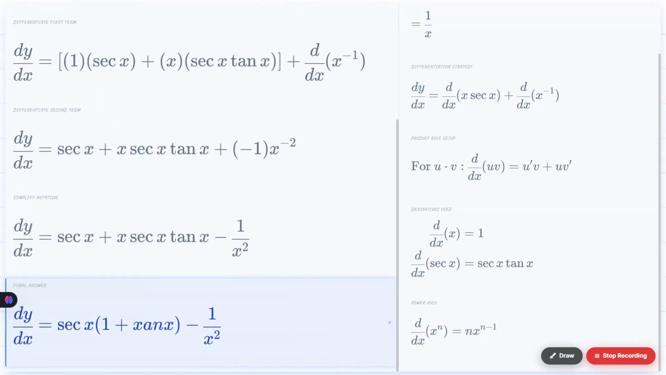We write the final answer as sec x times the quantity 1 plus x times tan x minus 1 divided by x squared. We do this to group the terms together in the final result. Factoring out common parts is a way to finish the math problem.